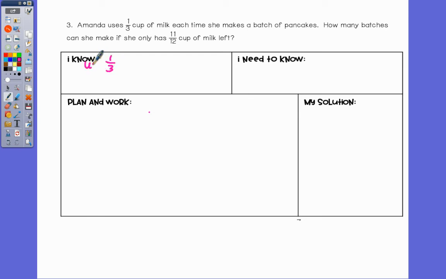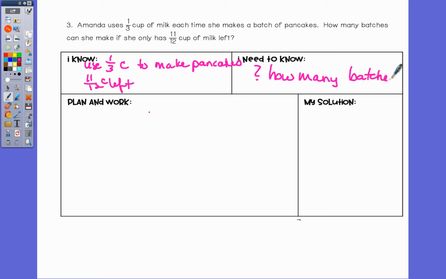Well, I know she uses 1/3 cup to make pancakes. She has 11/12 of a cup left. I need to know how many batches can she make. So I have 11/12 divided by 1/3. First step, we keep this the same. Then we change to multiplication. We find the reciprocal or invert our fraction.